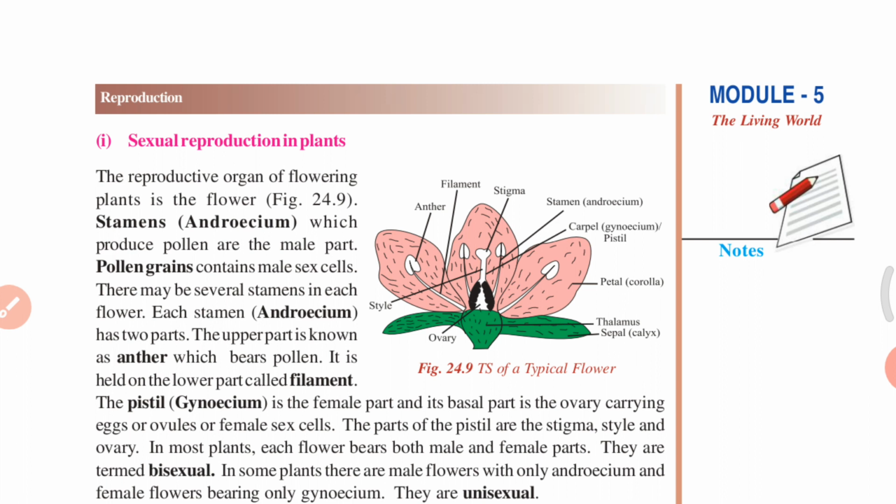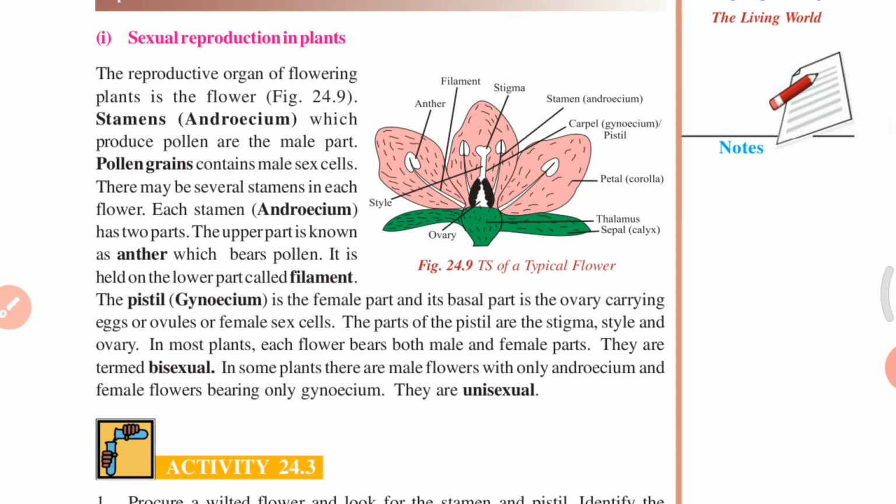There are two types of flowers: bisexual flowers and unisexual flowers. A flower that contains both male and female reproductive parts in a single flower is known as a bisexual flower. If it contains only a male or female reproductive part, it is known as a unisexual flower.